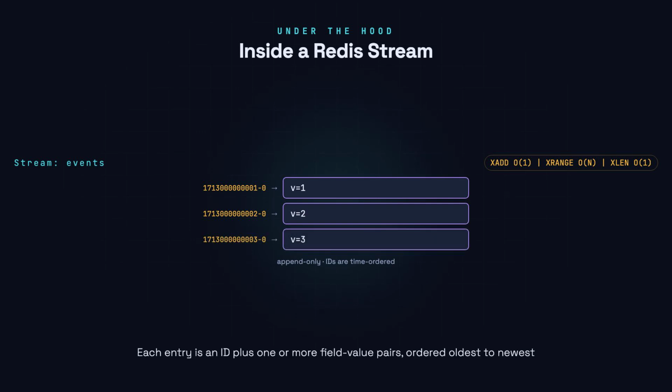Internally, each entry is identified by a millisecond timestamp plus a sequence number, guaranteeing uniqueness even when two entries arrive in the same millisecond. The log is ordered oldest first.